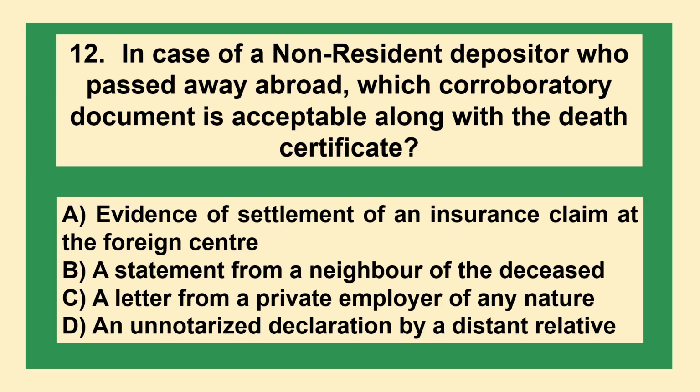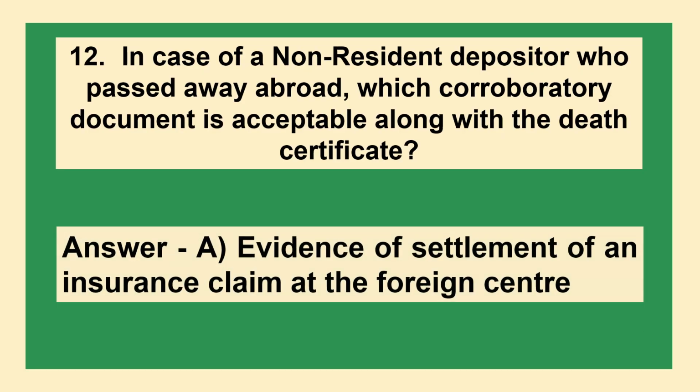Option A, evidence of settlement of an insurance claim at the foreign center. B, a statement from a neighbor of the deceased. C, a letter from a private employer of any nature. D, an unauthorized declaration by a distant relative. Answer is option A, evidence of settlement of an insurance claim at the foreign center.